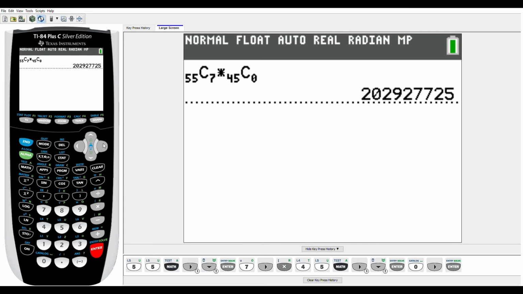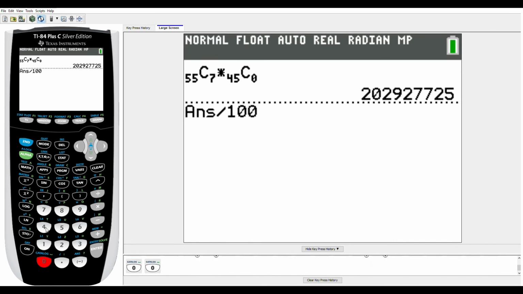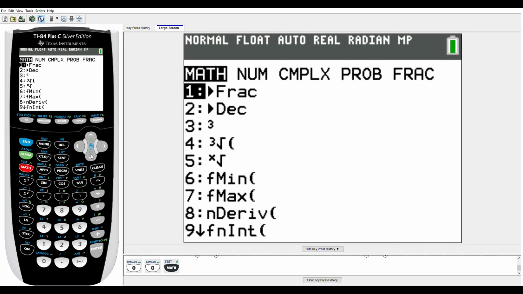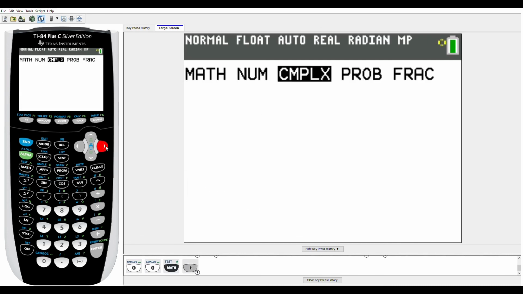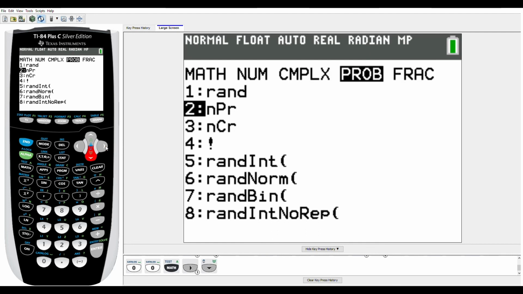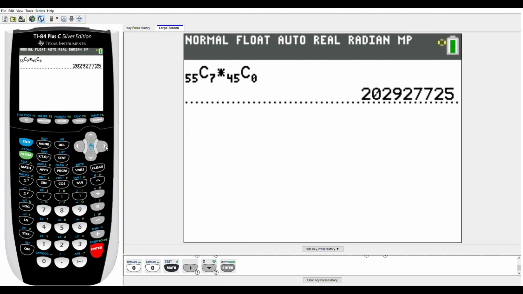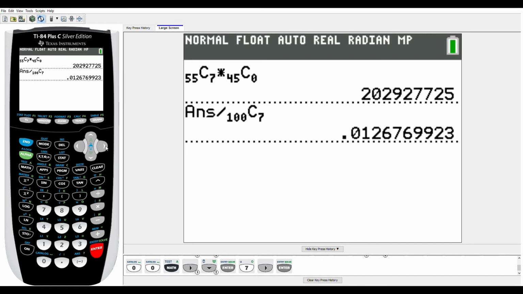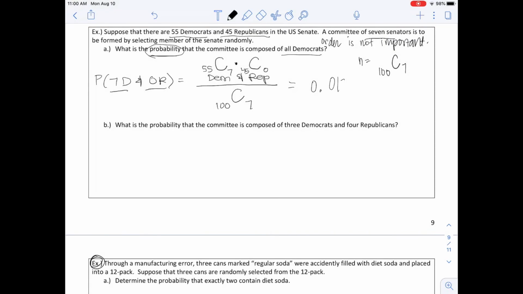And then I'm going to divide by my denominator here, which is going to be 100 total people that we can select from. Go math, go over to probability, go down to combinations. We're selecting a total of 7 individuals. Select enter, and we arrive at our probability. So from the calculator, we arrive at an answer of 0.0127.